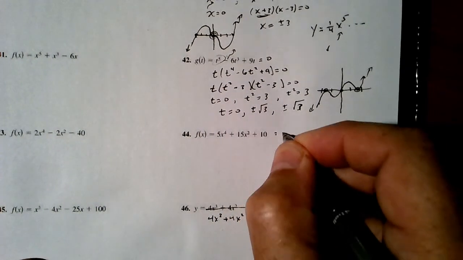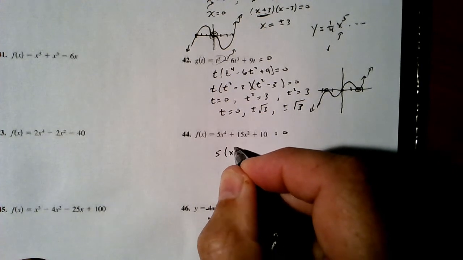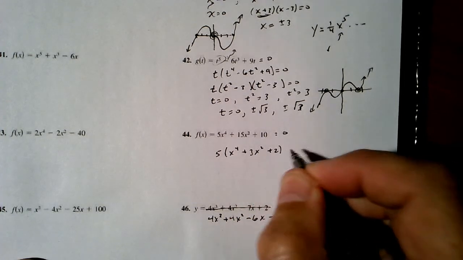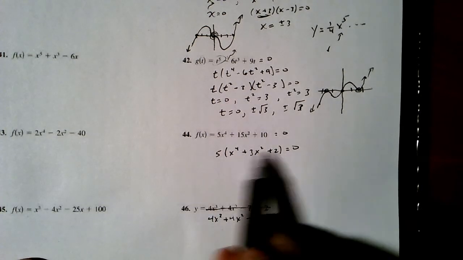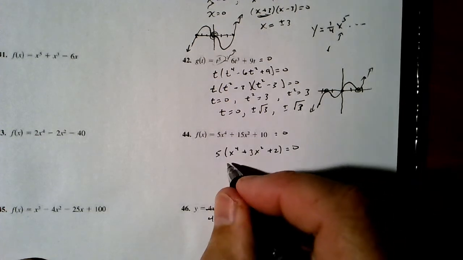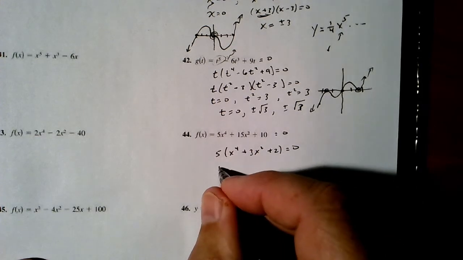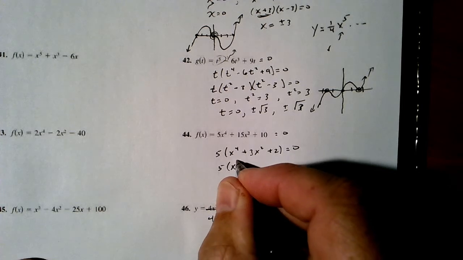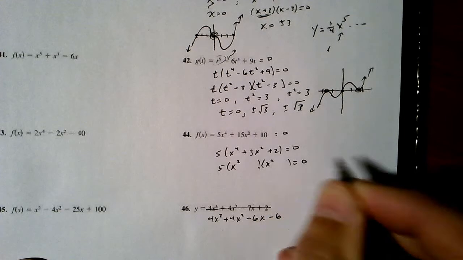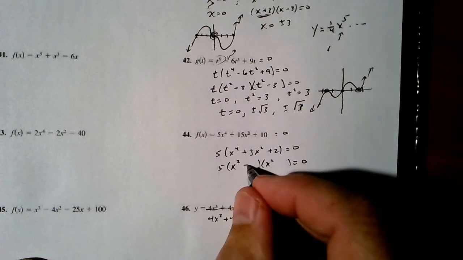Okay, if I set this equal to 0, I can factor out a 5. I get x to the fourth plus 3x squared plus 2 equals 0. Is this quadratic? It is quadratic on x squared. I have 4, 2, and no x's. So this could factor, doesn't necessarily, but it could factor into something like this if there are two numbers that multiply to be 2 that add up to be 3.